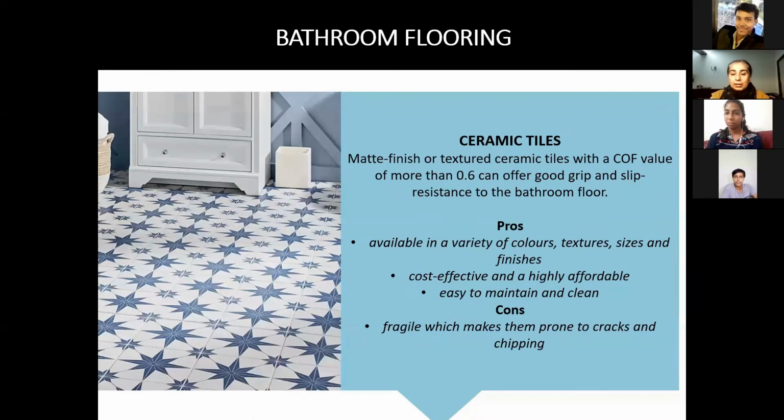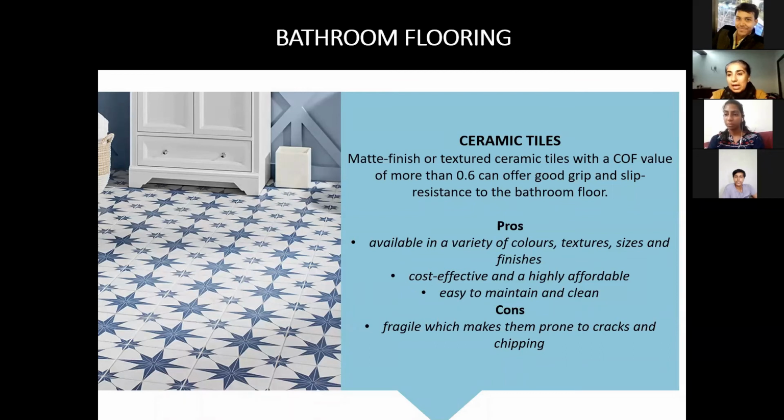Then there are a lot of options that are available for bathroom flooring. I'll be covering a few of them here. To begin with, of course, we have the ceramic tiles. Matte finished or textured ceramic tiles with a COF value of more than 0.6 can offer good grip and slip resistance to the bathroom floor. The pros of ceramic tiles happen to be that they're available very easily in a variety of colors, textures, sizes, and finishes. They're cost effective and hence affordable. They're easy to maintain and clean. The cons happen to be they're fragile, which makes them prone to cracks and chipping.